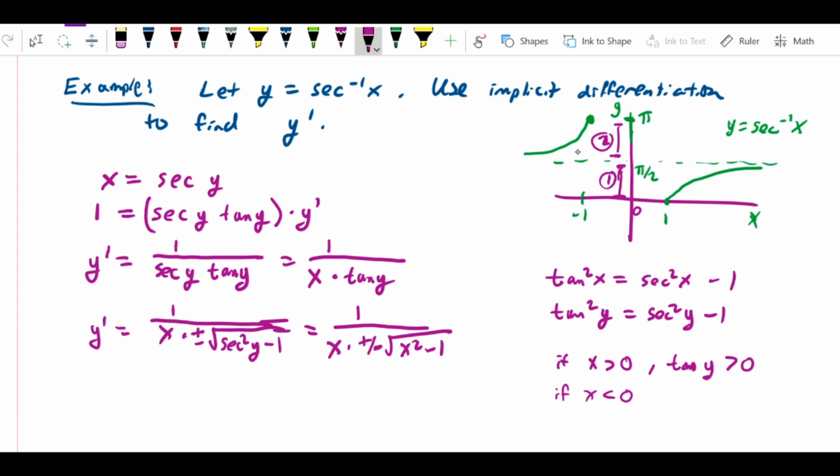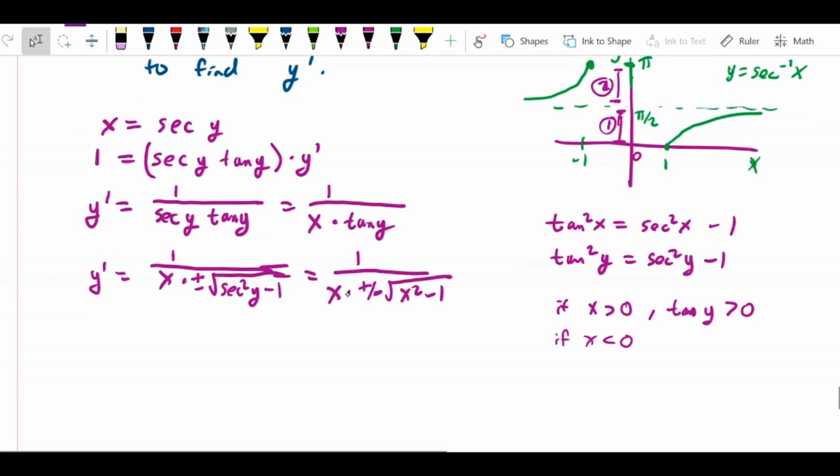So what that means is that we'd end up with a negative x times a negative tangent would give us a positive number. And of course, if we're in this branch here, a positive x would give us a positive tangent. So once again, x times tangent y would be a positive number.